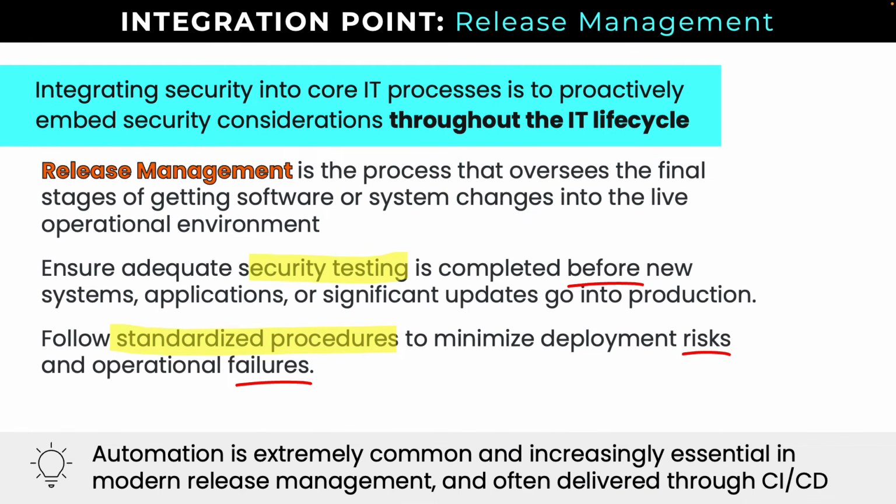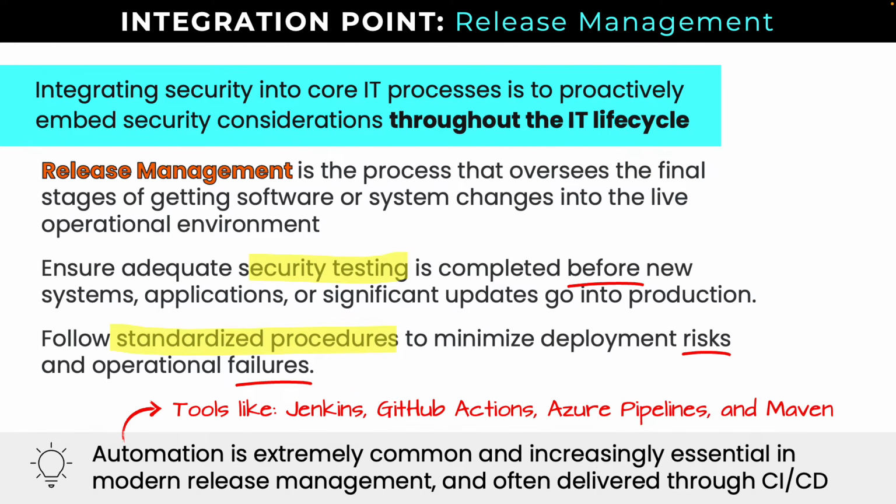And that's, again, where automation is extremely common today, and it's increasingly essential in modern release management. It's often delivered through that CI/CD pipeline. And we often see this automation delivered through tools like Jenkins, GitHub Actions, Azure Pipelines, Maven. If you're not involved directly in CI/CD, maybe you've heard of some of those tools, but that's very commonly how we do it. Kubernetes and Docker may factor in there.